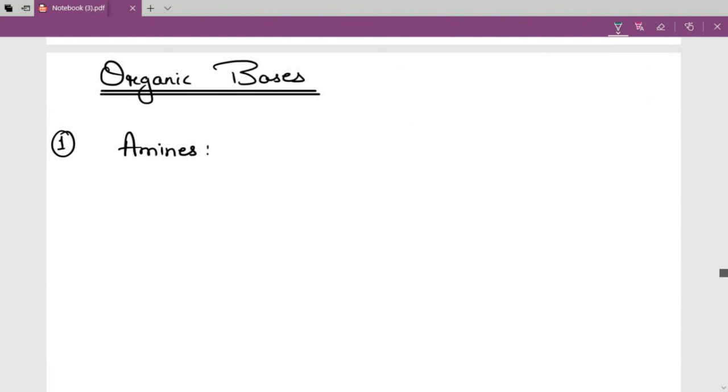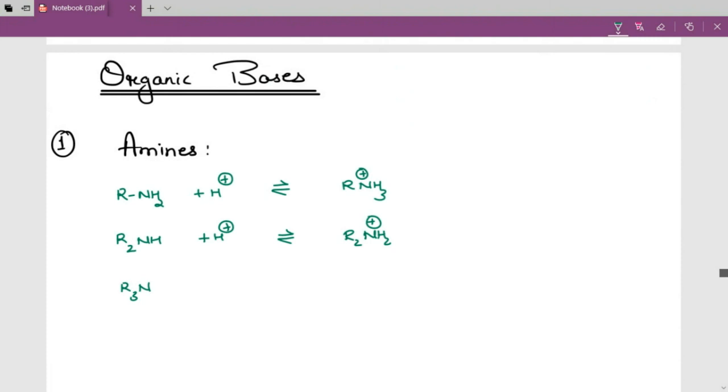First is amines. Now, in the case of amines, RNH2 when it takes H plus forms RNH3 plus. R2NH when it takes H plus forms R2NH2 plus. R3N when it takes H plus forms R3NH plus. Correct? So these are the different types of amines.